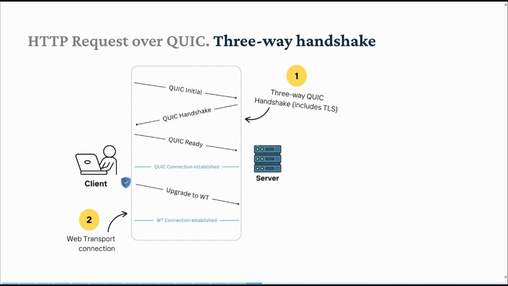This difference becomes really noticeable on high latency connections like mobile networks or international connections. If you have 100 milliseconds round-trip time, the difference between 3 round trips and 1 round trip is 200 milliseconds of additional latency before your application can even start working. For real-time applications, that's a significant improvement in user experience.